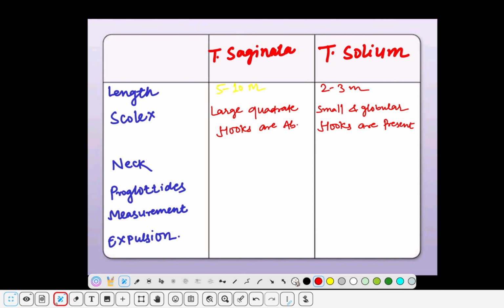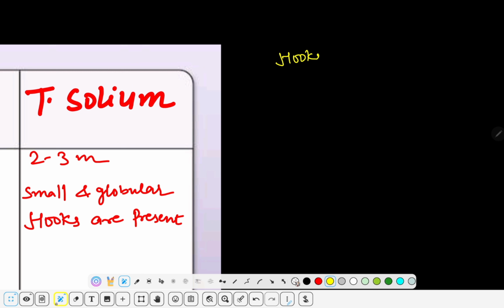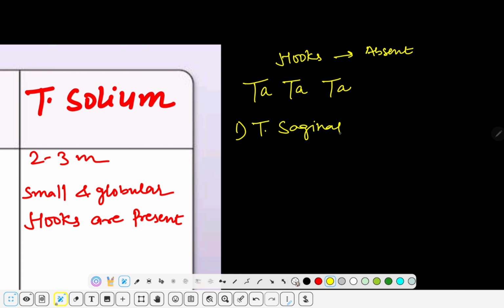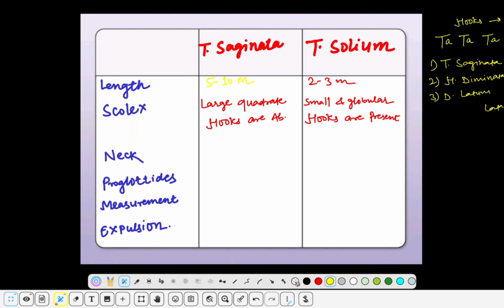Talking about the parasites that do not have hooks, hooks are absent in these parasites. I have got a good mnemonic called TA. For example, the TA of Taenia saginata, the TA of H. diminuta, the TA of Diphyllobothrium latum. So hooks are absent in these three TA organisms.